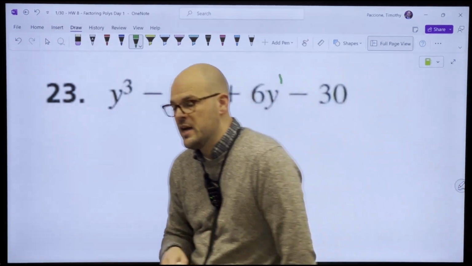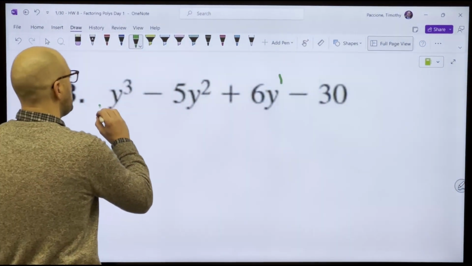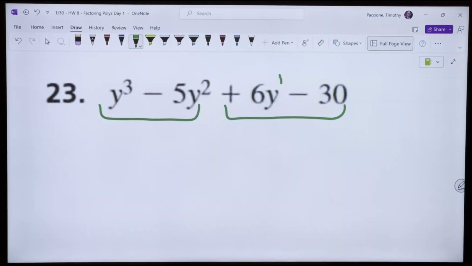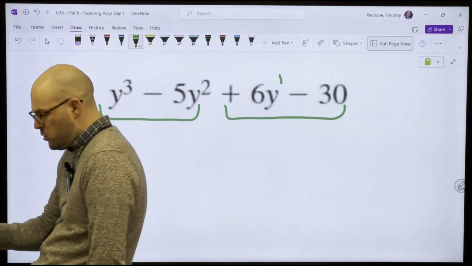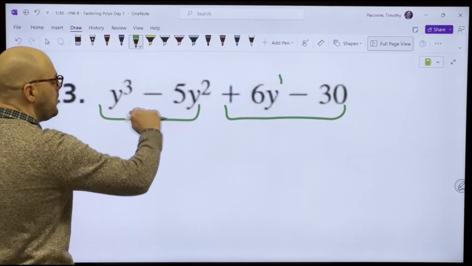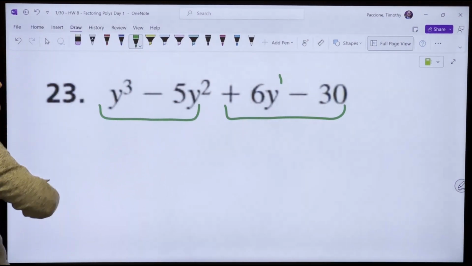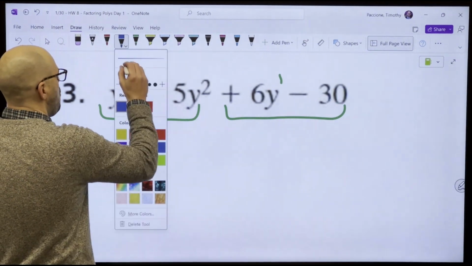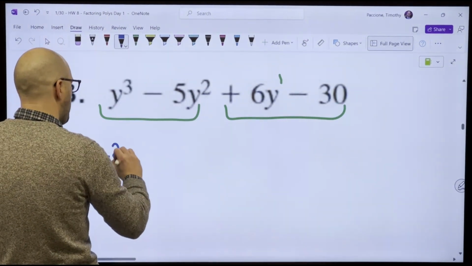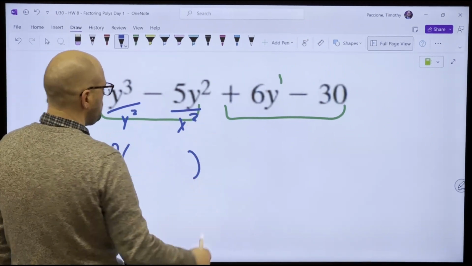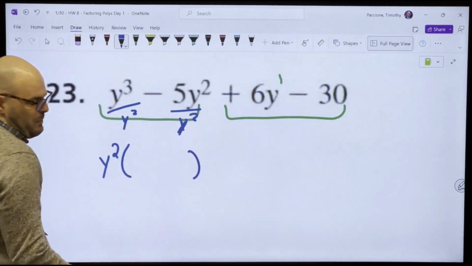Then you look at the groups. There are 2 groups, this is a group and this is a group, and you want to GCF each group. Just looking at one group at a time, you ask yourself, what can I divide them by? We have y to the third and minus 5y squared. What goes into both of those? y squared goes into both. So I put a y squared out front and divide them both by y squared. That's just backwards distributing.